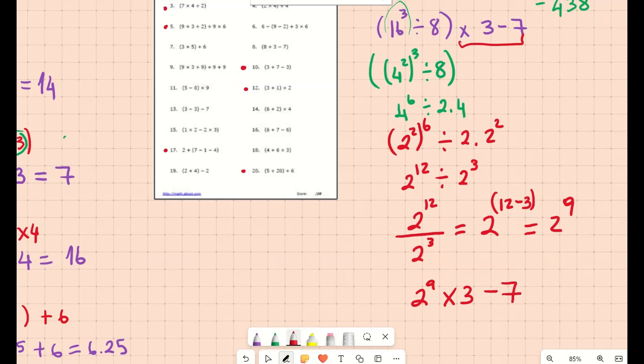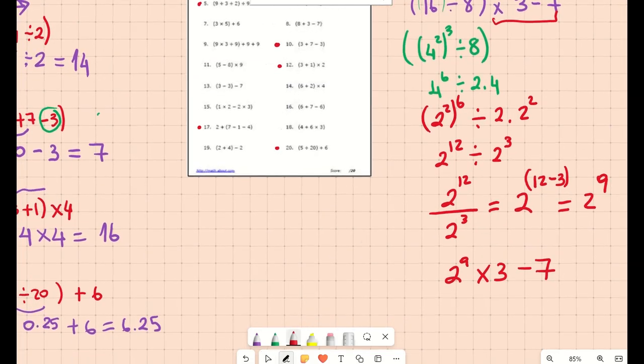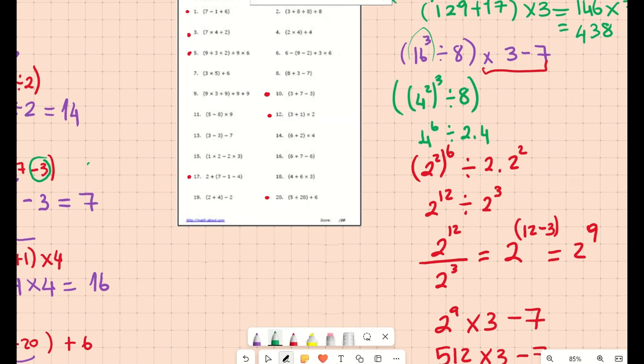Well, this will be a ridiculously big number. I will find this 2 to the power of 9, and then I will come and solve this one. So this will be 512 times 3 minus 7. Then I will do this part because it's multiplication. It will be 1536 minus 7, and this will be 1529.